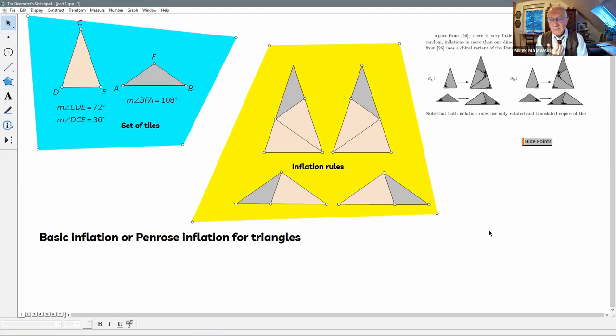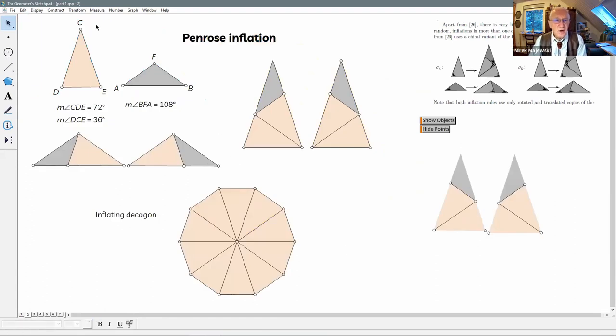So for any type of inflation, it doesn't matter what kind, you need a basic set of tiles, and you need the inflation rules. In some cases, inflation will work only for one step, not many steps, just one step. In some other cases, inflation will work for many steps, and this is even more interesting. So let's look at this. We have the same things. I will just shut this down because I don't need it.